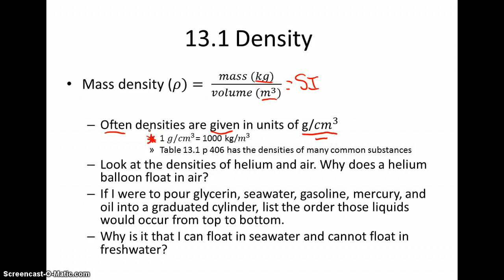I do want you to go ahead and take a look at table 13.1 on page 406 in your book. This has the densities of a lot of common substances, and so in there you see things like glycerin and seawater and gasoline, and all of those things relative to each other. The first thing that I want you to do is to look at the densities of helium and air. And I want you to think about, okay, well, in terms of density, why does a helium balloon float in air?